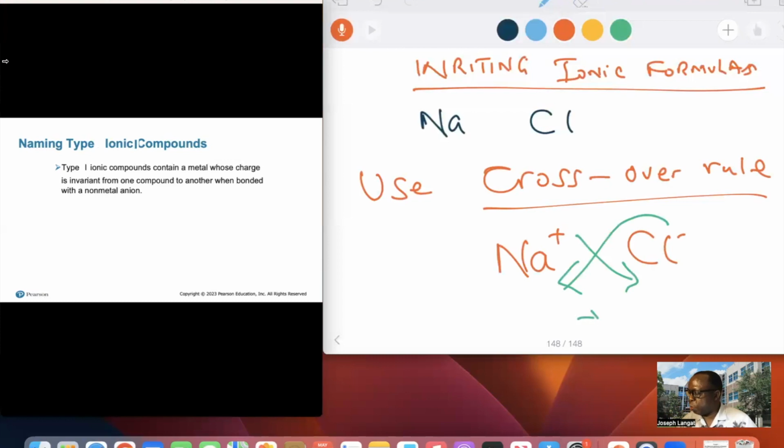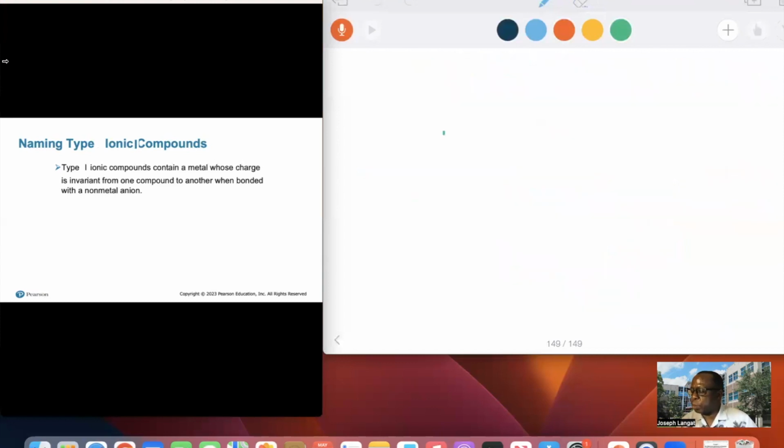So this will be Na, the one is coming from chlorine, and there is a one coming from sodium. When there is one, you don't indicate that. It will just be NaCl. It is understood there is one. It's just like balancing the equation, if you can recall. We don't put one in front. We will come back to that. But it's understood that there is one here, which came from chlorine. So that's how we use the crossover rule for ionic compound.